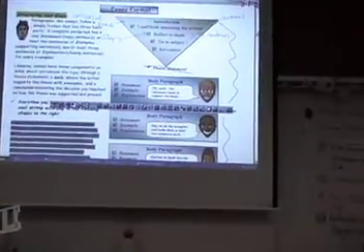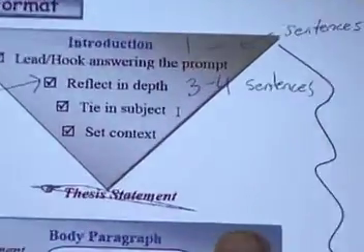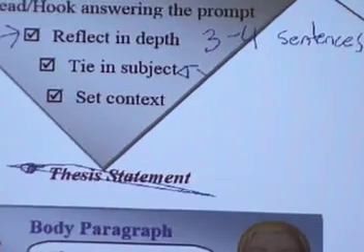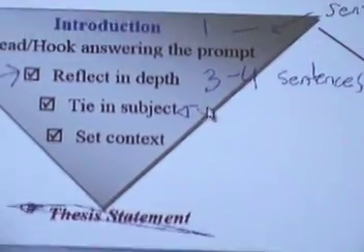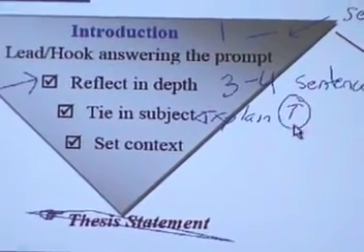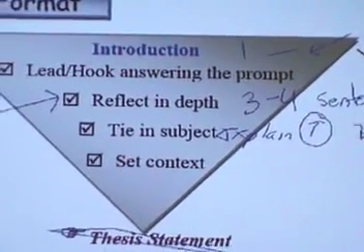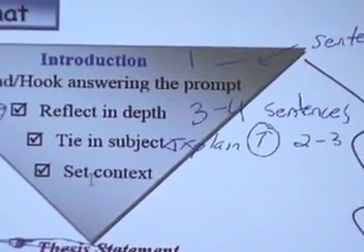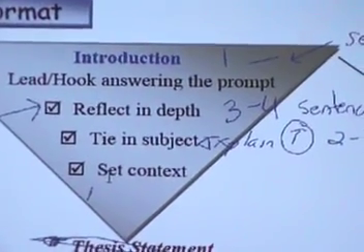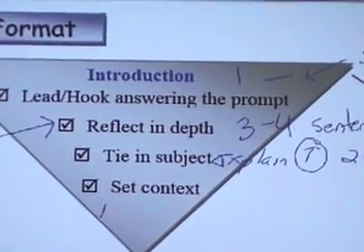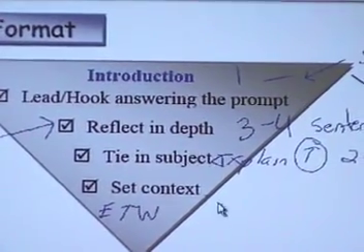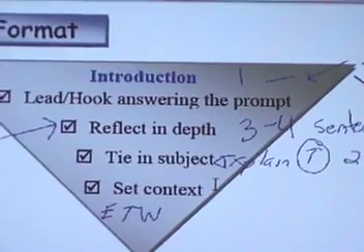Then you tie in the subject. What's our subject? Transcendentalism. You'll give an explanation. So explain. I'm going to circle this for transcendentalism. You're going to explain what transcendentalism is in 2 to 3 sentences. Then you're going to get this context. Here, you're going to talk about the 3 different writers. Who were they? Emerson, Thoreau, and Whitman. And that's going to be at least 2 sentences on each.